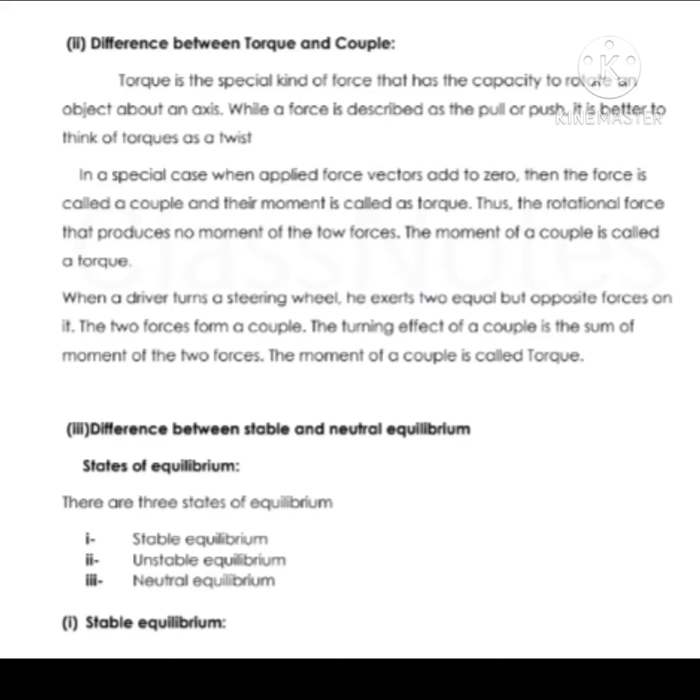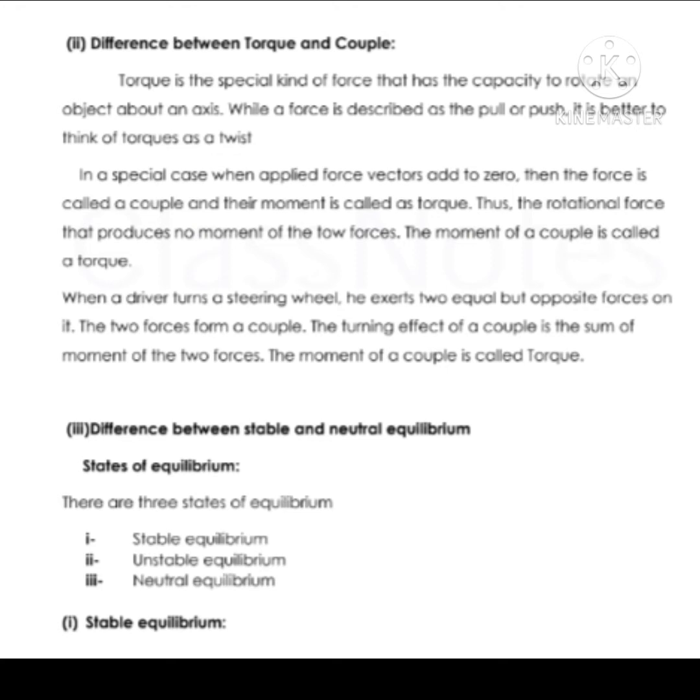Next is differentiate between torque and couple. Torque is the special kind of force that has the capacity to rotate an object about its axis, while a force is described as a pull or push. It is better to think of a torque as a twist. In a special case, when the applied force vectors add up to zero, then the pair of forces is called a couple and their moment is called a torque.